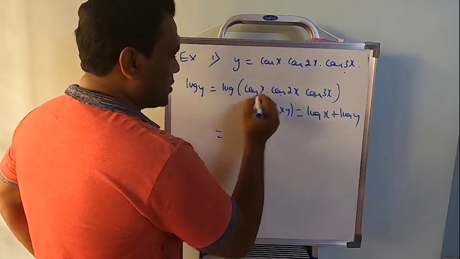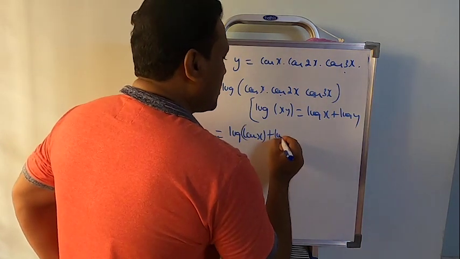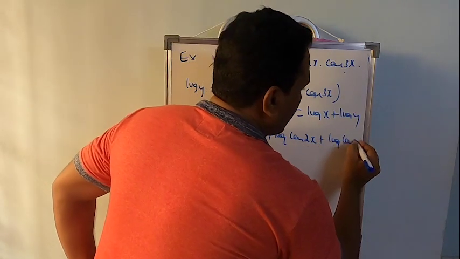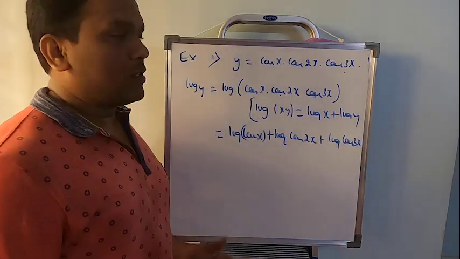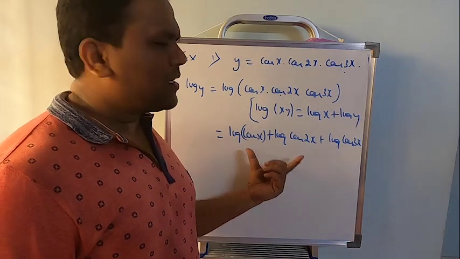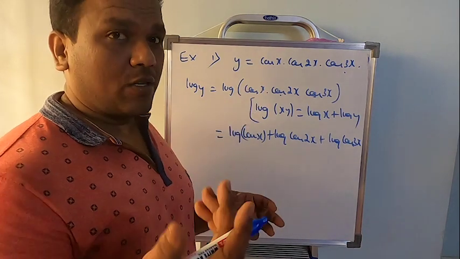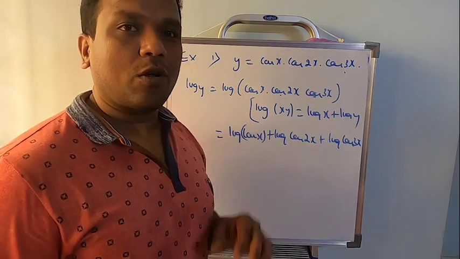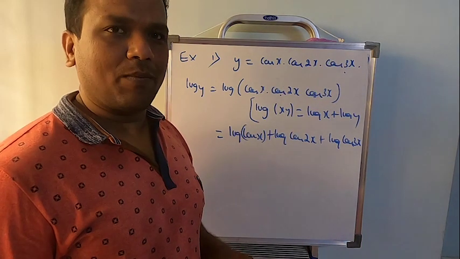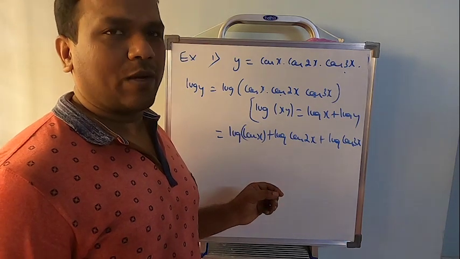So log of this will be log of cos x plus log of cos 2x plus log of cos 3x. Now just observe, product of 3 has been reduced to sum of 3. Sum of 3 is quite easy for us to differentiate. See, there is one more method. You can directly go for product of 3. Keep two functions constant and differentiate. UVW rule. That can also be applied. But the advantage of log, this will give you the answer in the simplest way and very quickly.